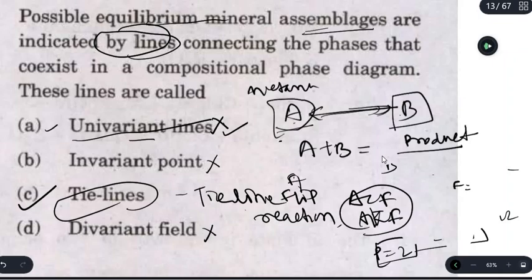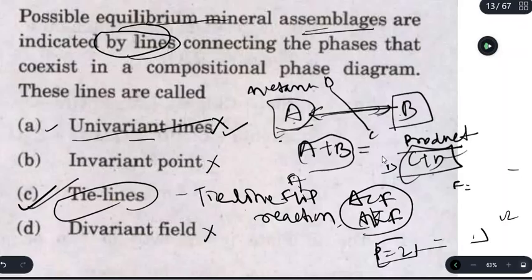Okay, suppose there is another phase C and D. So A plus B react to give rise to C plus D, another product. Clear? Did you understand this much? So this is all about the tie line. Okay, so the answer will be tie line. Clear?